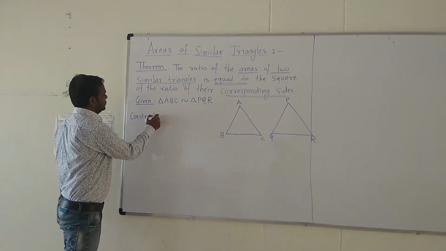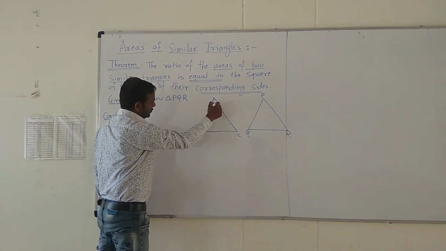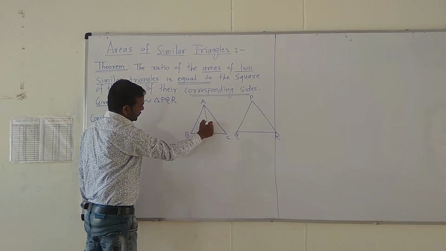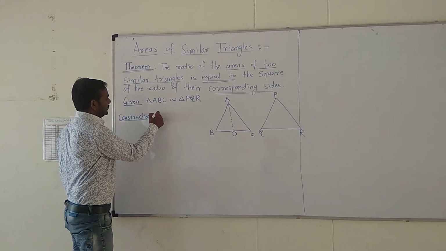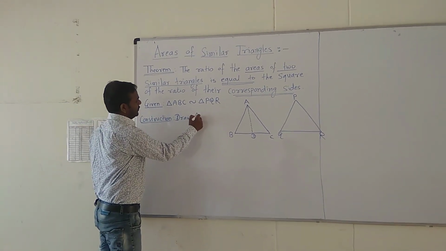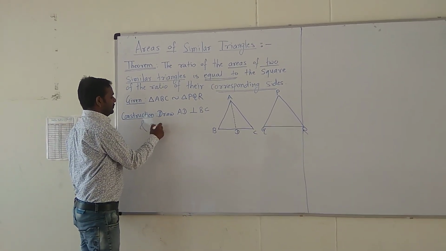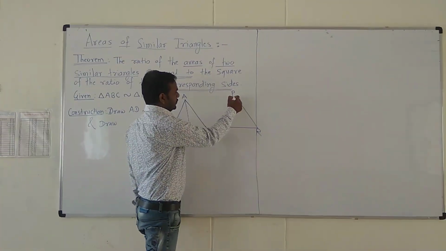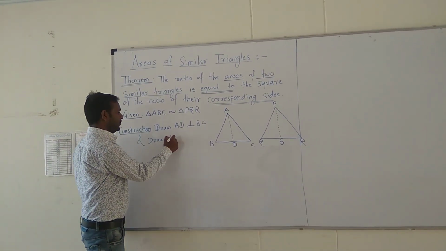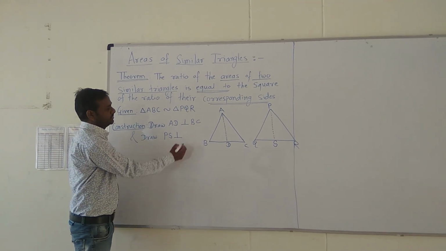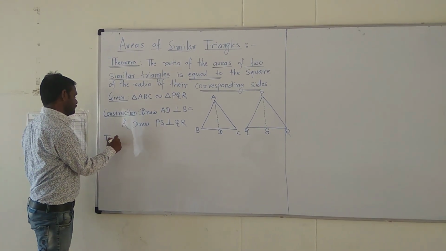Now, construction. We draw AD perpendicular to BC, and draw PS perpendicular to QR.